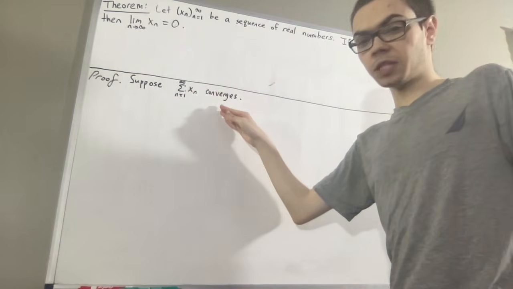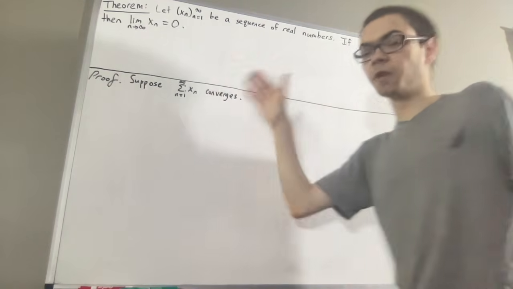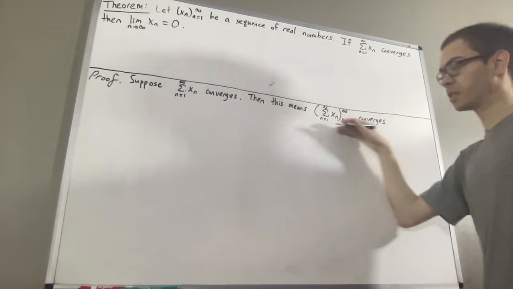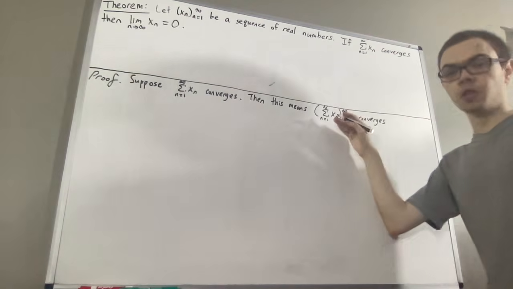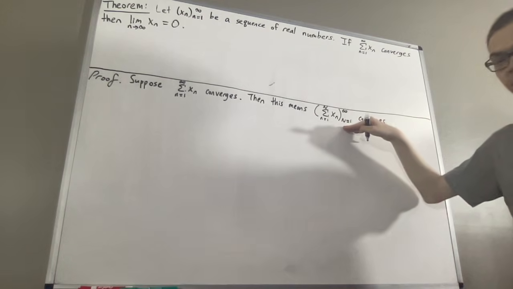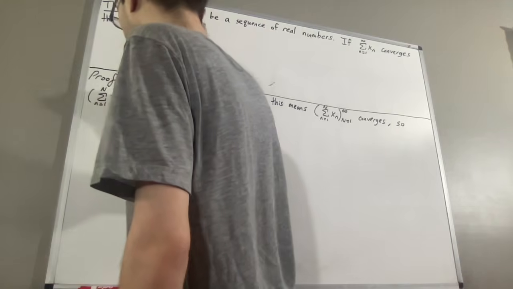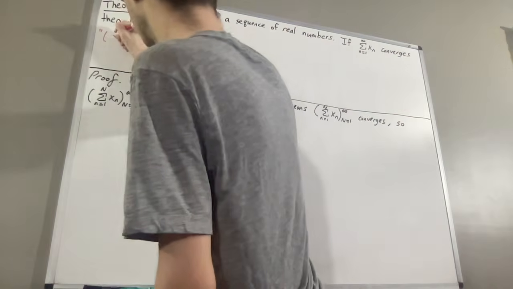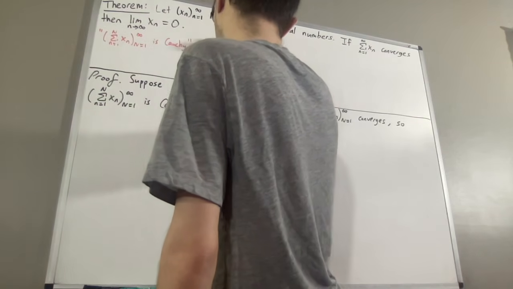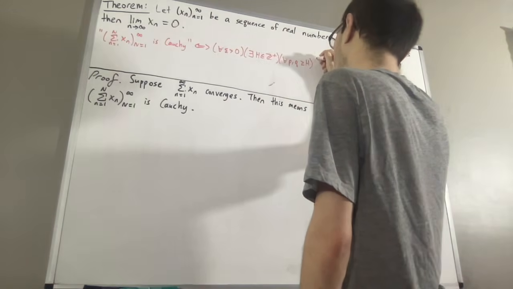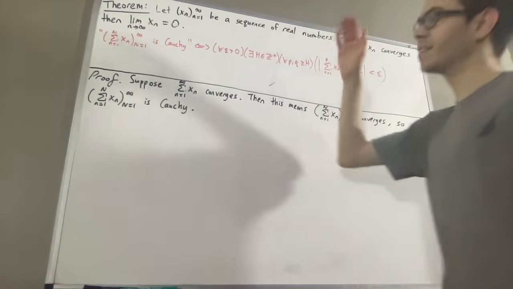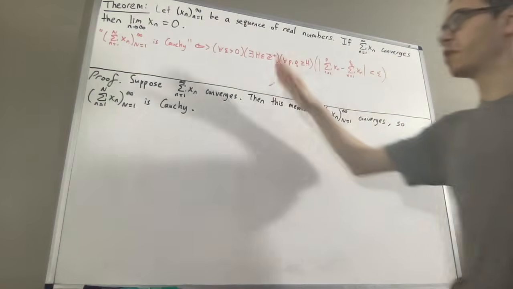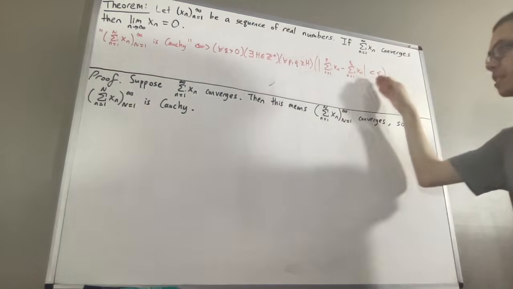Now, since the infinite series converges, this is another way of saying that the sequence of partial sums converges. But every convergent sequence of real numbers is a Cauchy sequence. So that means that this sequence is a Cauchy sequence. And by definition of a Cauchy sequence, it means for every epsilon greater than 0, there exists a positive integer h, such that for every p and q greater than or equal to h, the absolute value of the pth term of this sequence minus the qth term of this sequence is less than epsilon.